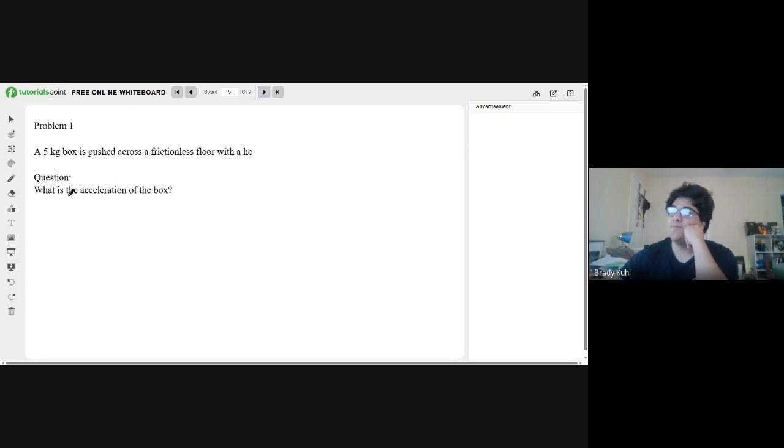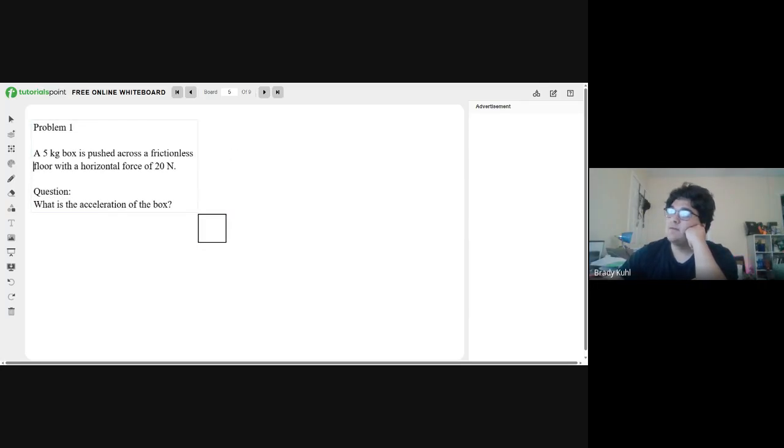We have a problem now. Problem one: a 5 kilogram box is pushed across the room. What's the acceleration of the box? It's 5 kilograms, and 20 newtons is being applied to it. What is the acceleration of the box?